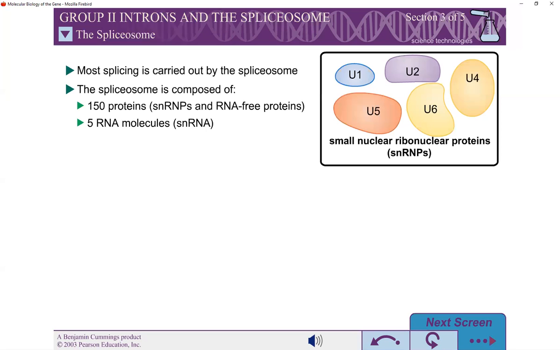Now, this is important. The spliceosome is composed of more than 150 different types of proteins, which are snRNPs, also referred to as small nuclear ribonucleoproteins, and RNA-free proteins. These snRNP and RNA-free proteins bind together to form the more than 150 proteins, and there are 5 RNA molecules, commonly referred to as snRNA.